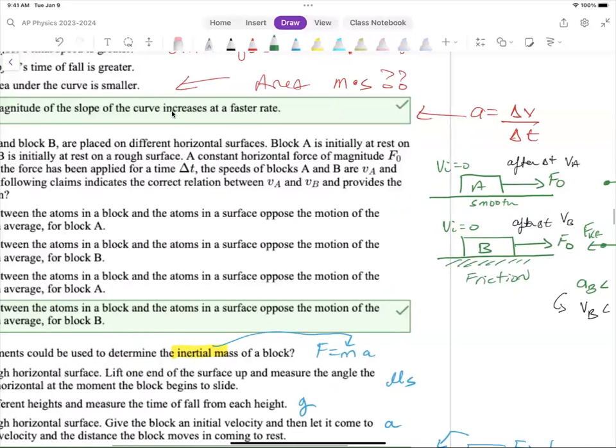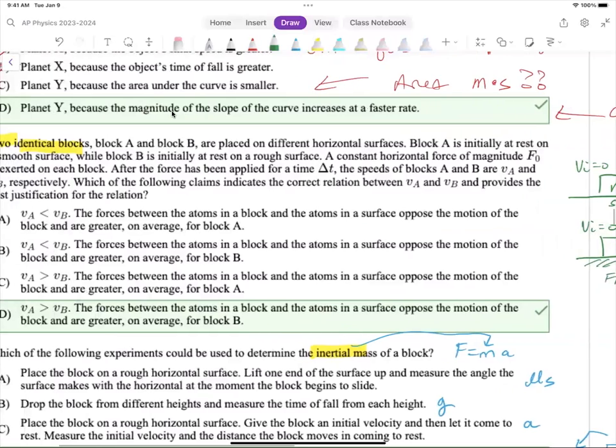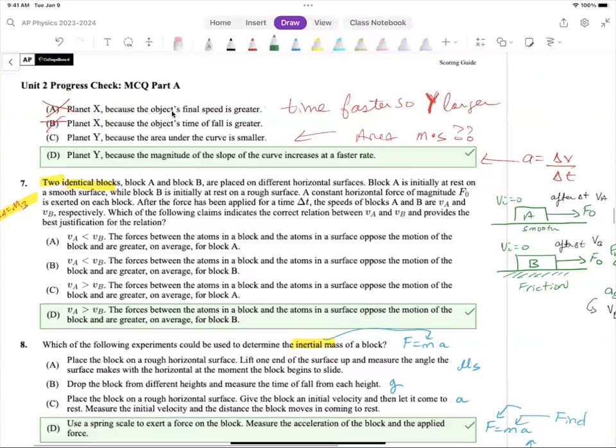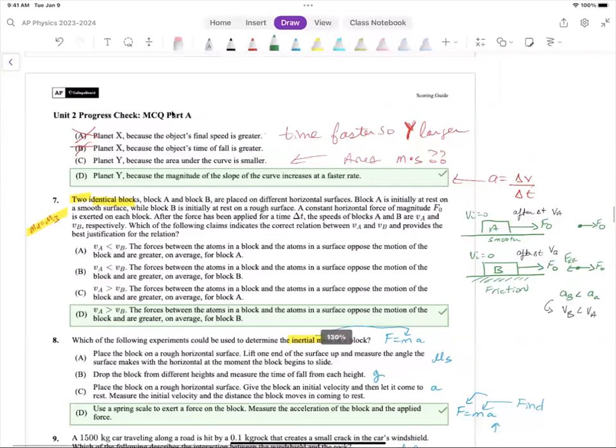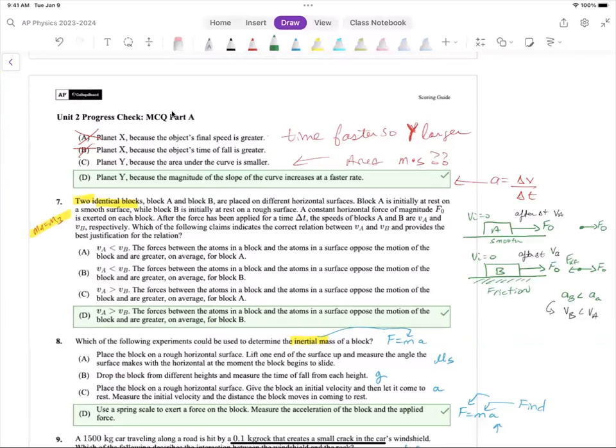Now we've got to go over here and look at our options and figure out what's going on. So we said final velocity for B is less, which means VA is greater because they put A first. So VA is less than this one, VA is less than that one. So I've got to pick between C and D because VA is greater than VB, or in other words, VB is less than VA. So let's look at C.